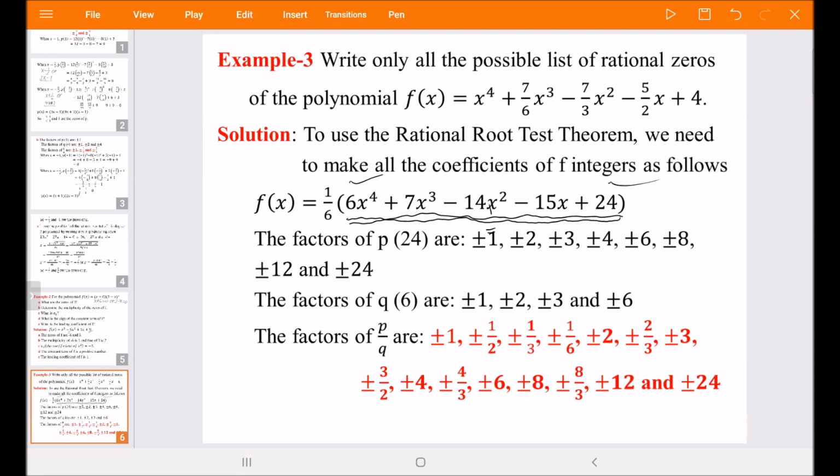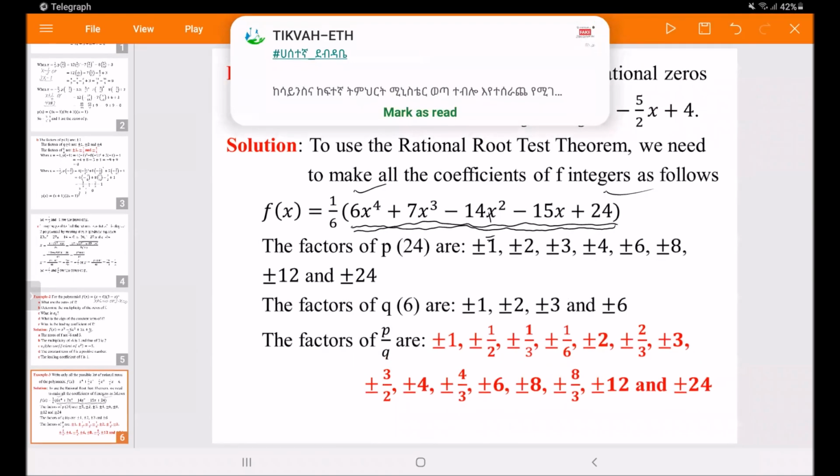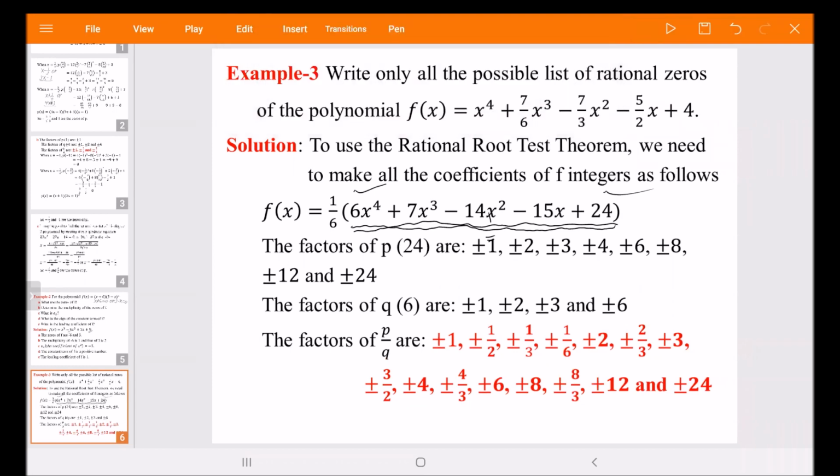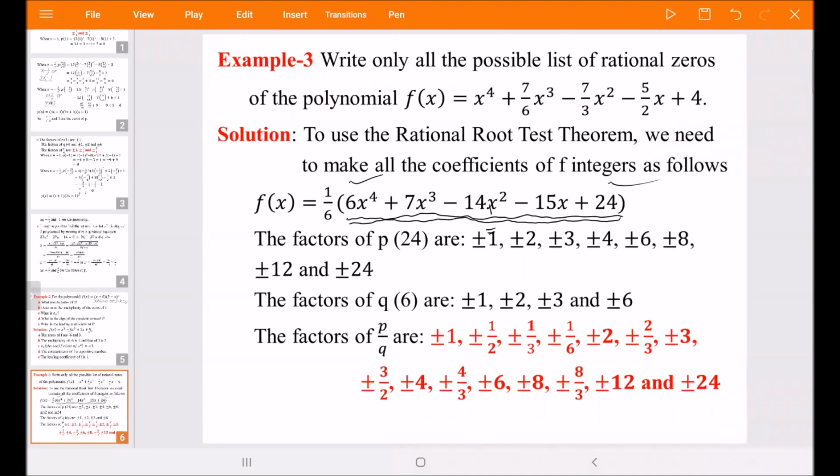whose coefficients were not integers. First we make the coefficients of this polynomial integers. The next step is we list the factors of the constant term. We list the factors of the leading coefficient. Then by making the factors of the constant term numerator and the factors of the leading coefficient denominator, we came up with this list of 30 different numbers. So these are the list of the possible rational zeros of this polynomial.